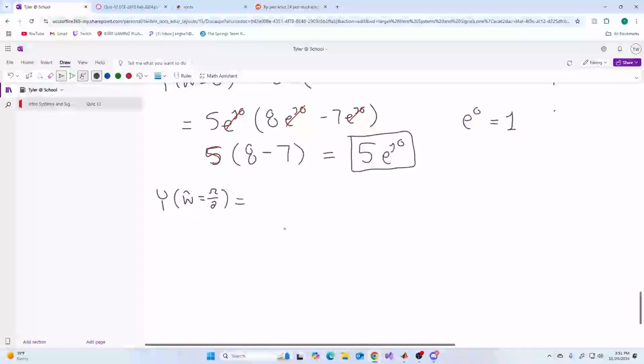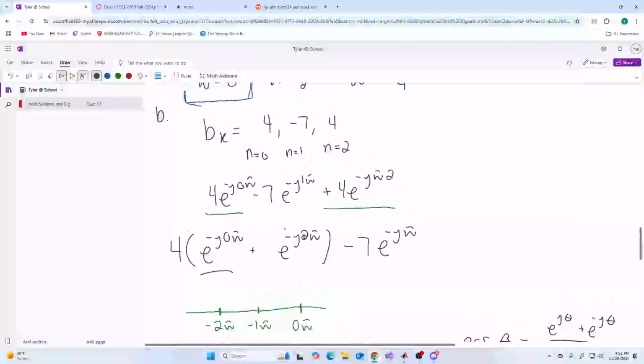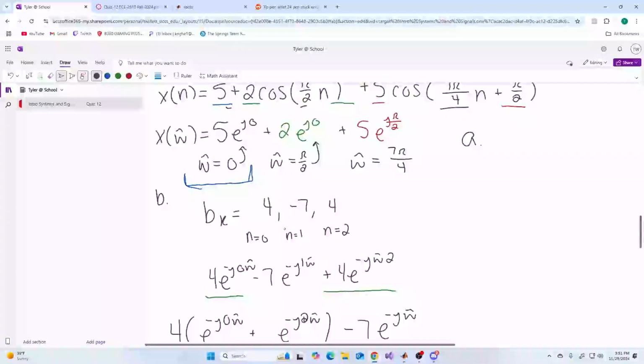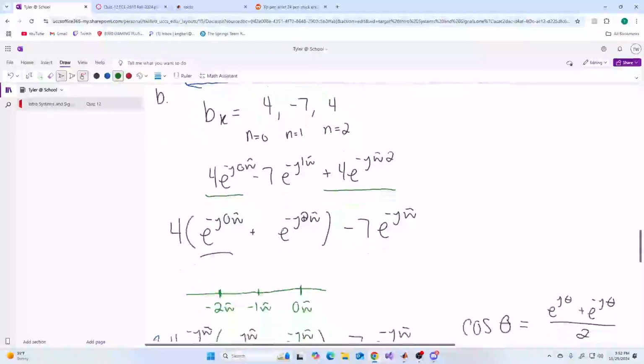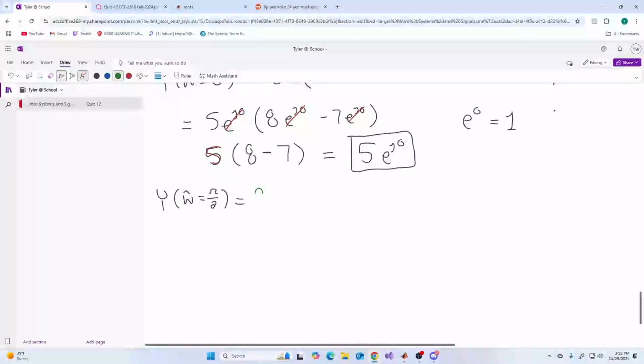So let's go back up and see what we had at pi divided by 2. Okay, I'm going to take this green. When w hat was pi divided by 2, we had 2e to the power of j 0. So mark that down. 2e^j0.